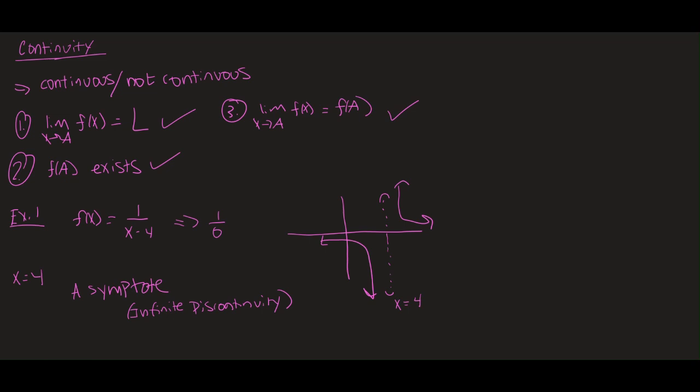Okay. So the next type of discontinuity I want to take a look at is what's referred to as a jump discontinuity. And so the example we'll use is this piecewise function, f of x equals 2 plus x when x is greater than 1, and 2 minus x when x is less than or equal to 1.